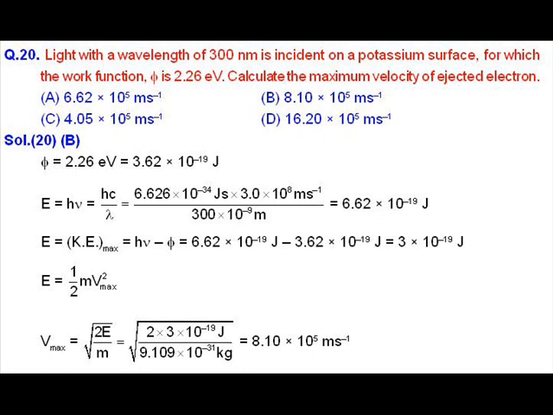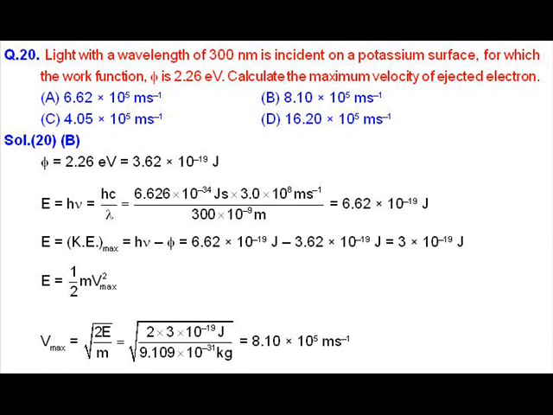Hello everyone, we are going to discuss question number 20 from MTP 3rd. Here light of wavelength 300 nanometer is made to fall on a potassium surface. For that surface, the work function is given to be 2.26 electron volt, and we have to find out the maximum velocity of ejected electrons. There exists a relation between the maximum velocity, that means maximum kinetic energy, and the wavelength or frequency. The maximum kinetic energy of the ejected electrons is given as h nu minus phi.